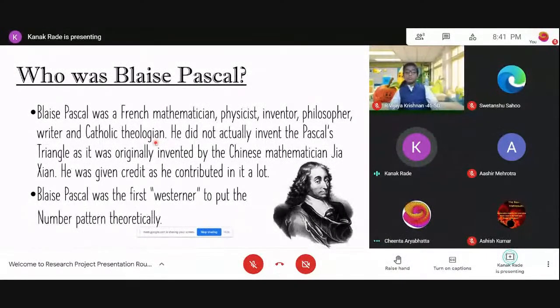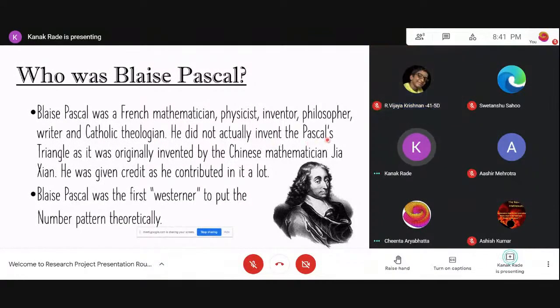He did not actually invent Pascal's triangle, as it was originally invented by the Chinese mathematician Jia Xian. Pascal was given credit as he contributed a lot to it. Blaise Pascal was the first Westerner to put the number pattern theoretically.